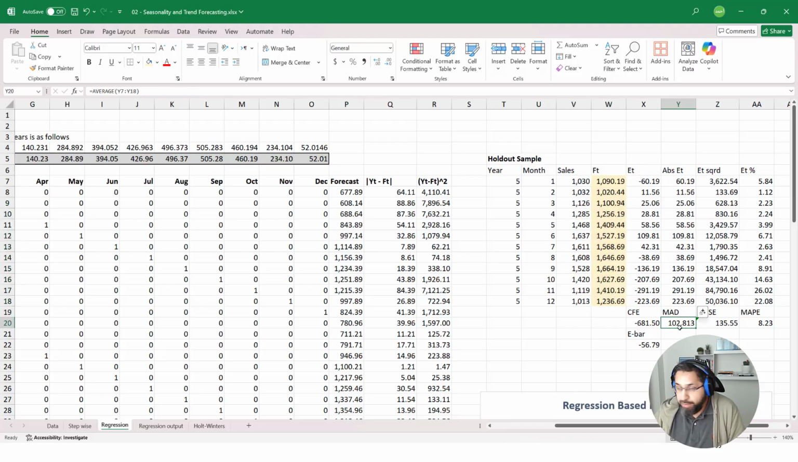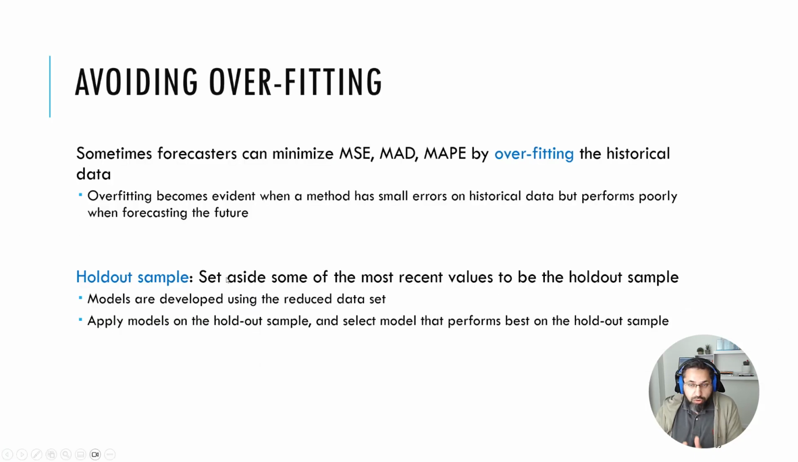And you'll find that this MAD is a more reliable estimate of your forecasting error when you apply this model to new data. Okay, so that's how regression models work, and some other forecasting models work. You take a holdout sample, you take some recent values, put them aside, then on the rest of your data you find the regression coefficients, or you train your model, and then you apply this model, which is based on the training data, to the holdout sample. Whatever MAD, MSE, MAPE you get on the holdout sample is going to predict how accurate your forecasting method is going to be in real life when you try to forecast the future.